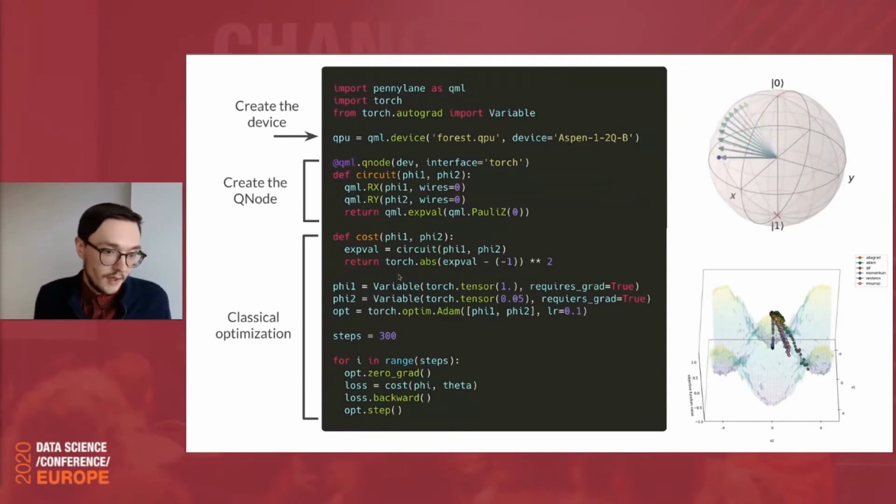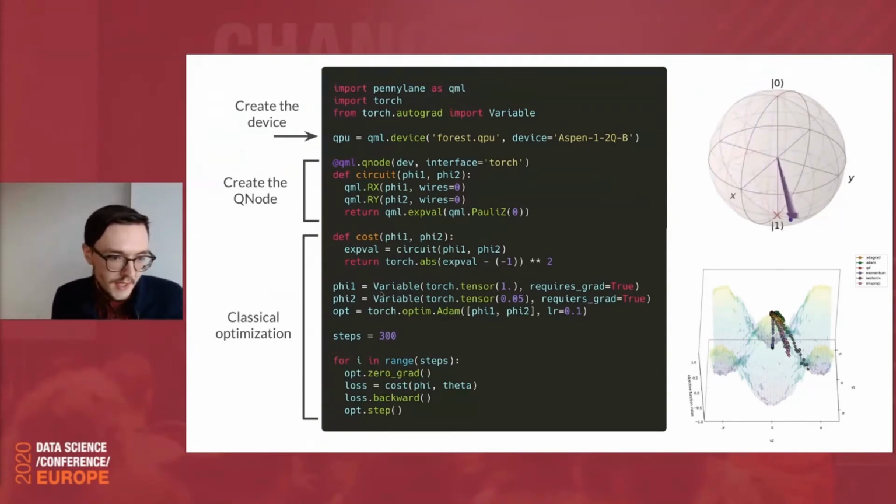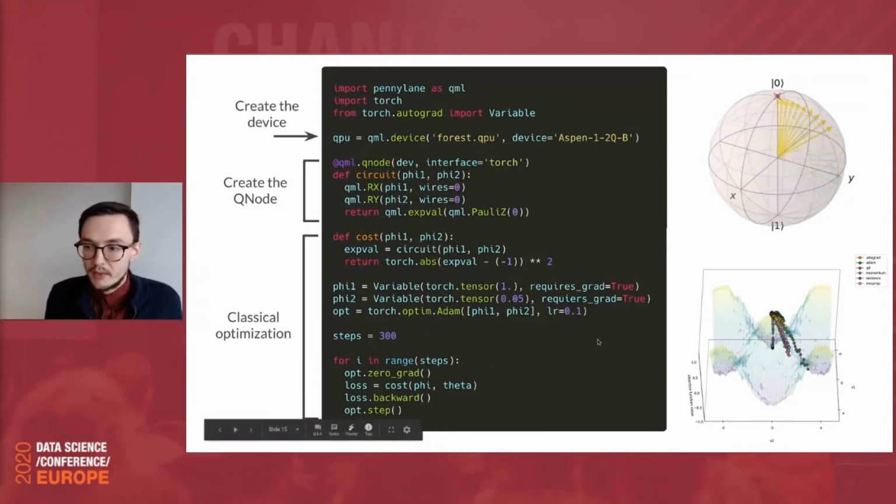Once we've defined our cost function, it really is just standard PyTorch from here. So we load our variables, these phi1s and phi2s. We pick an optimizer, so we're using the Adam optimizer. You're free to choose other ones. And then we run the optimization loop.